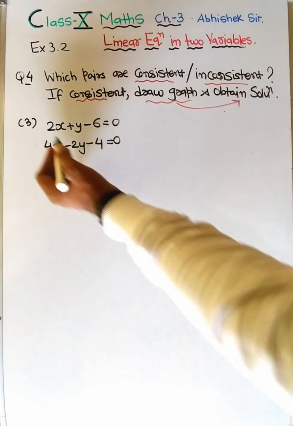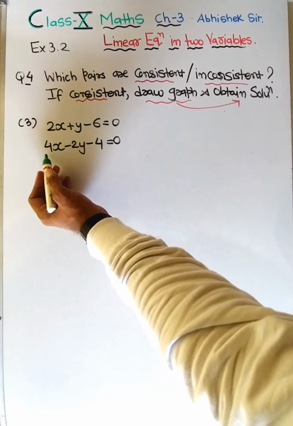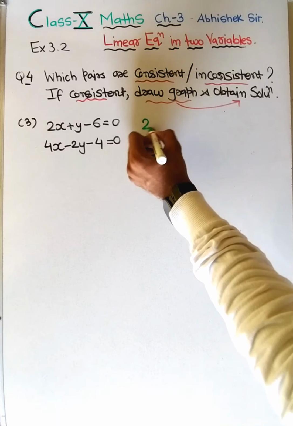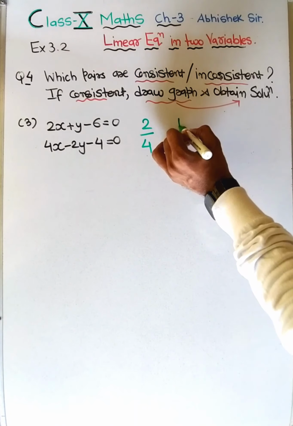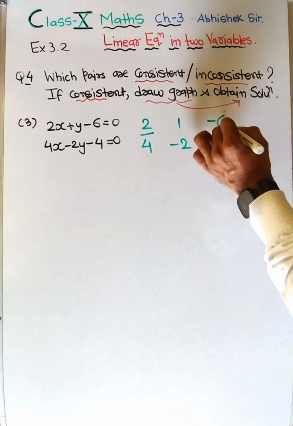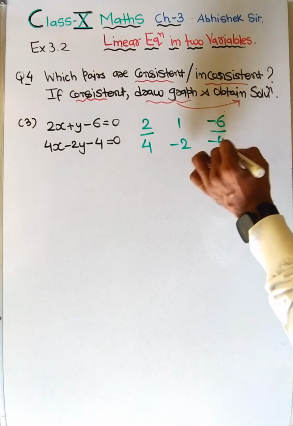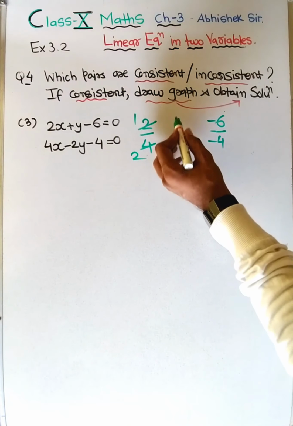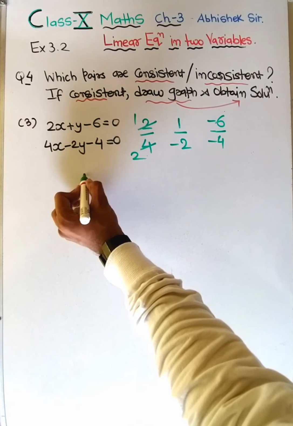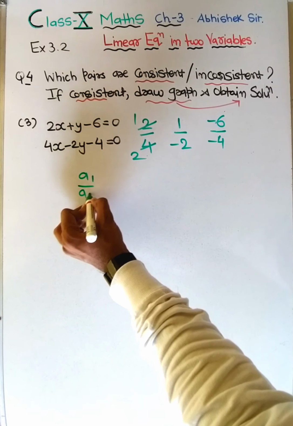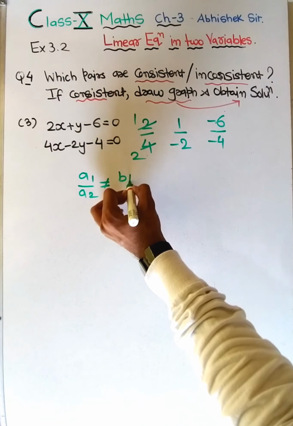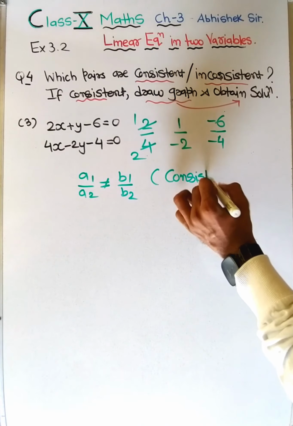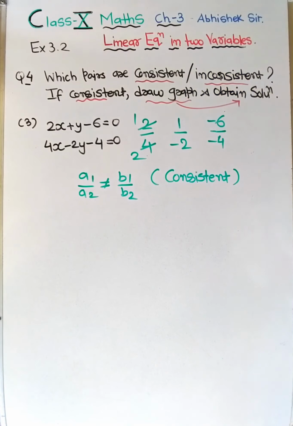Question number 3: 2x plus y minus 6 equals 0 and 4x minus 2y minus 4 equals 0. So let us write a1 by a2, that is 2 by 4, b1 by b2 is 1 upon minus 2, and c1 by c2 is minus 6 upon minus 4. If we cancel this, it becomes 1 by 2, and b1 by b2 is minus 1 by 2. So the condition satisfied is a1 by a2 is not equal to b1 by b2. So we can say that it is a consistent pair of linear equations.